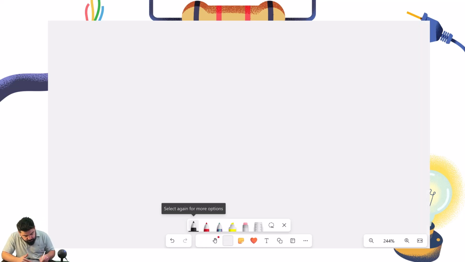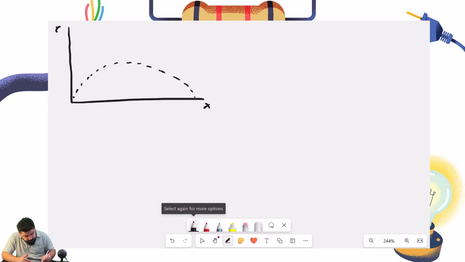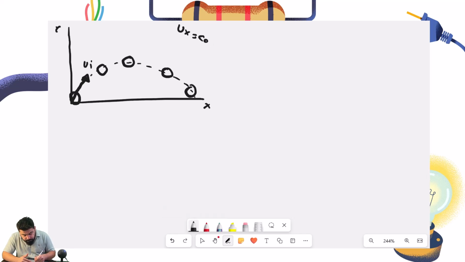Now let's say this time we have an x component and a y component. This is x, this is y. This time we have an object that is thrown at an angle. Let's say this is v initial of the object, and we have a ball. The ball reaches here, then it reaches maximum distance, and it reaches here, and then it lands on the ground. Now we said that vx, the horizontal velocity of the object, is always constant. It never changes. The only thing that is changing is the vertical velocity of the object.